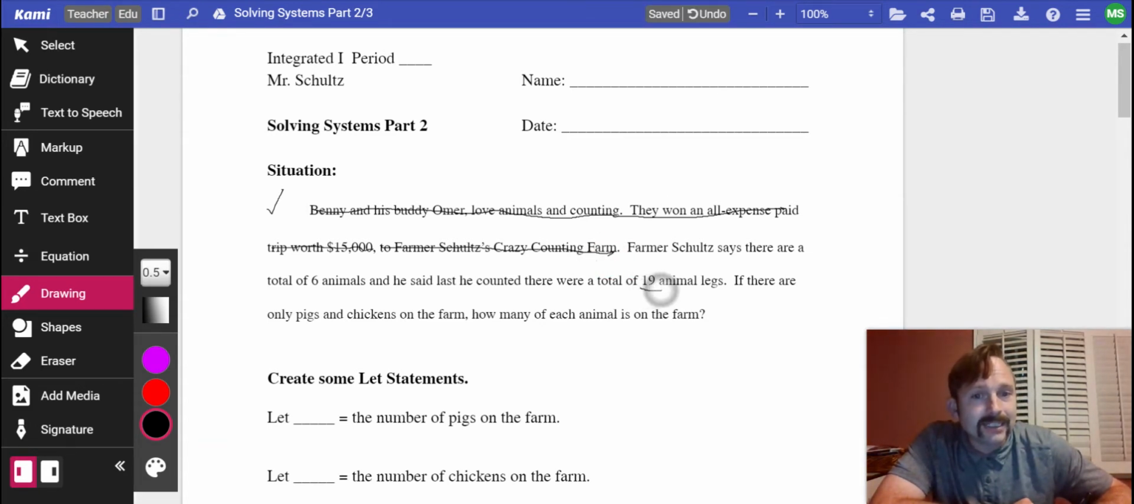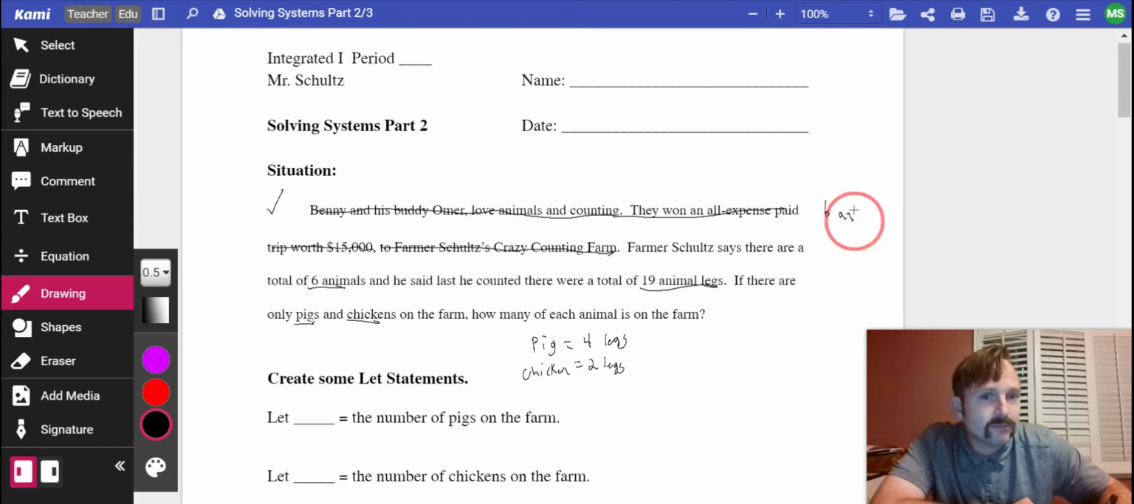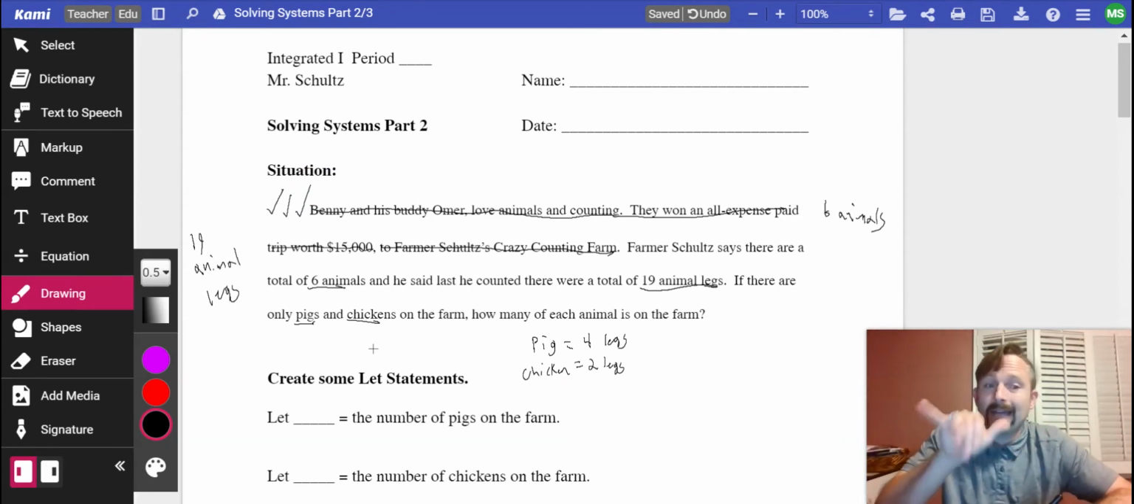We're dealing with there's 19 animal legs, and there's going to be 6 animals. We know that there's only pigs and chickens. Then we know that a pig has 4 legs, and a chicken has 2 legs. So we know that there are 6 animals, and there are 19 animal legs. Okay, so I'm going to put 2 more checks because we read it a few different times right now, and we wrote notes on the side.